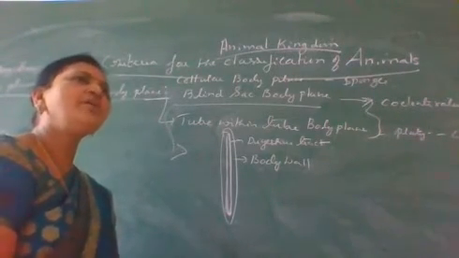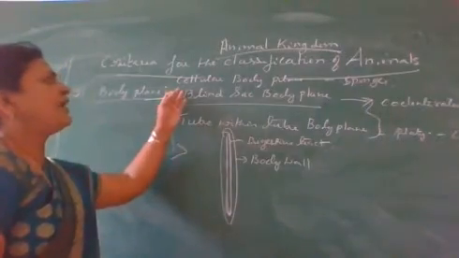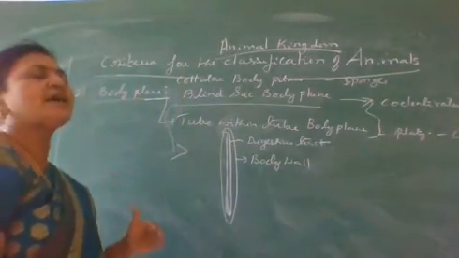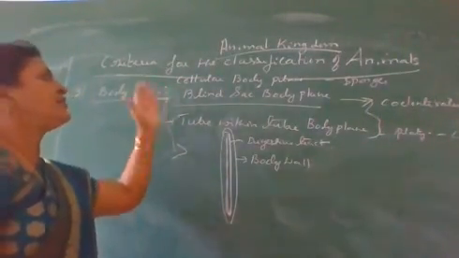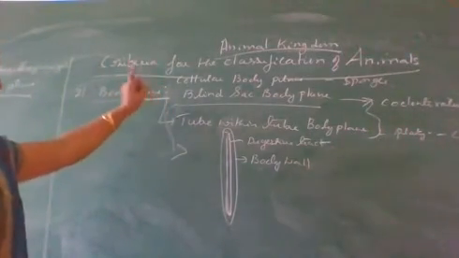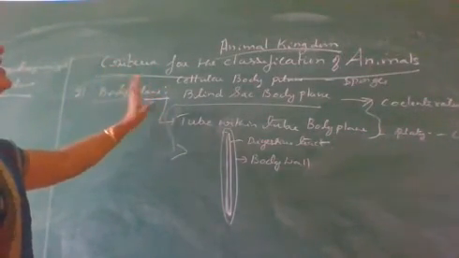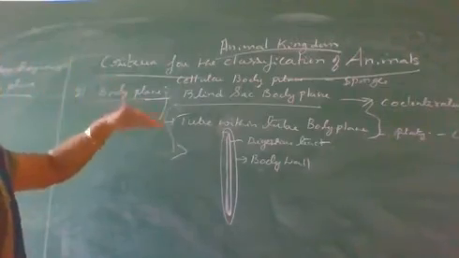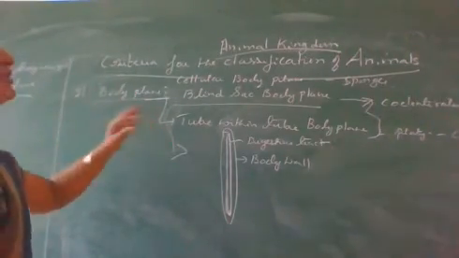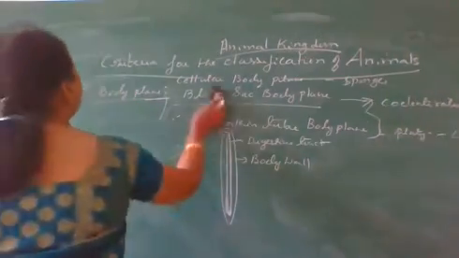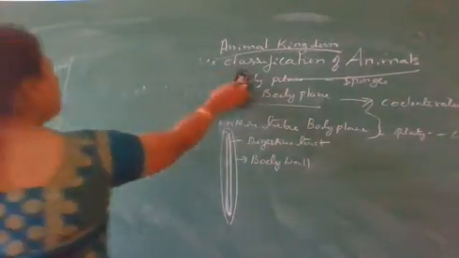So based on body plane, we can classify the animals. The animals can exhibit cellular body plane, blind sac body plane, or tube within tube body plane. And the third criterion is what?